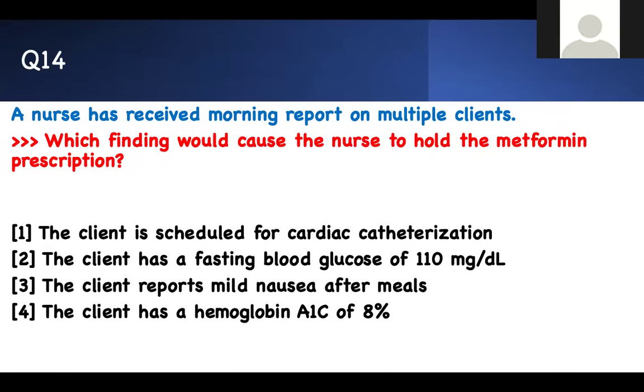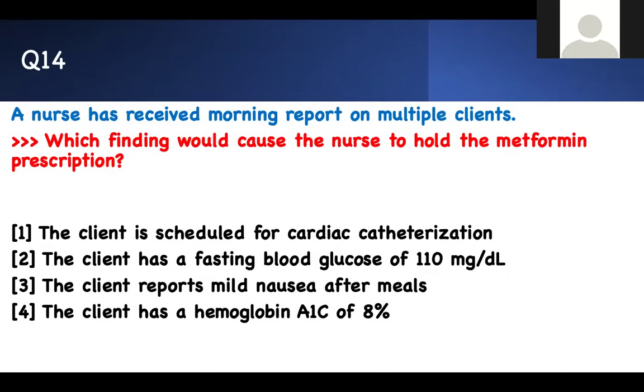And then a nurse receives a report on multiple clients. Which finding will cause the nurse to hold metformin? Rewrite the question again. What are the contraindications for metformin? That's all. In which situation should you not give a patient metformin? Patient is having cardiac catheterization. Patient blood glucose is 110. Patient has mild nausea after meal. Patient hemoglobin A1C is 8. You can see. Stop the video and the answer choice is popping out like candy. It's right in front of you. Using the buzzword, you can see it's popping out.